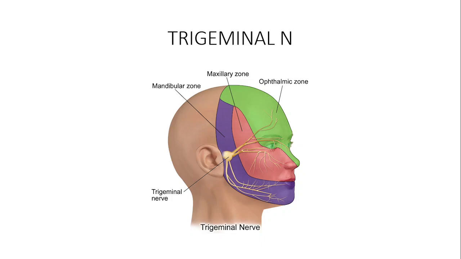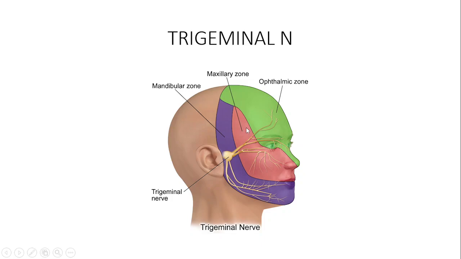Apart from all this, within the nasal cavity, there are certain glands. It helps in giving sensory innervation to certain glands that are found within what? The nasal cavity. Alright, so that is it about the maxillary nerve, or the maxillary branch of the trigeminal nerve.